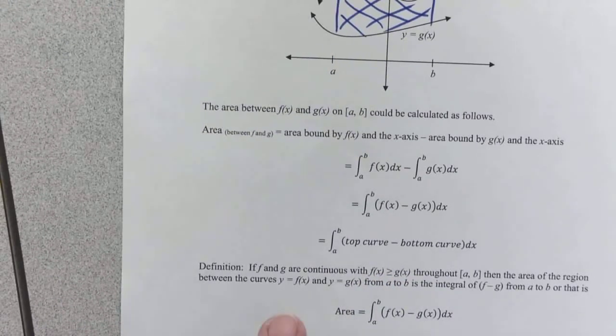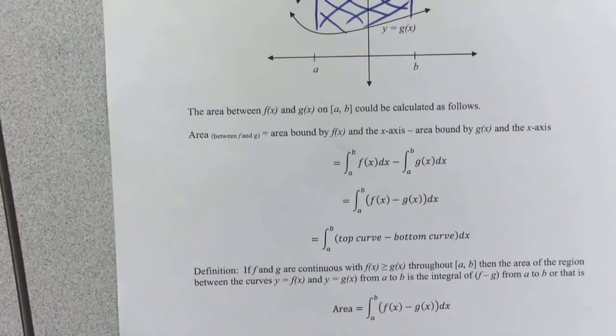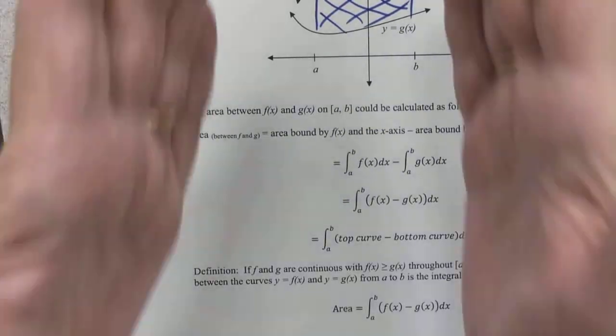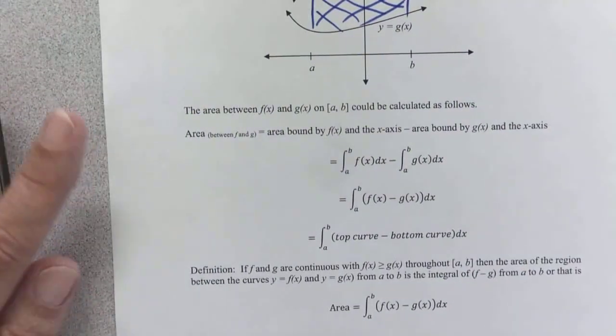But starting again, if f and g are continuous with f of x greater than or equal to g of x throughout some closed interval a to b, then the area of the region between the curves y equals f of x and y equals g of x from a to b is the integral of f minus g from a to b, or that is, area equals the integral from a to b of f of x minus g of x dx. So there's a way to understand it if everything is above the x-axis.